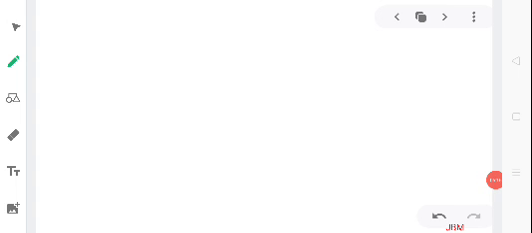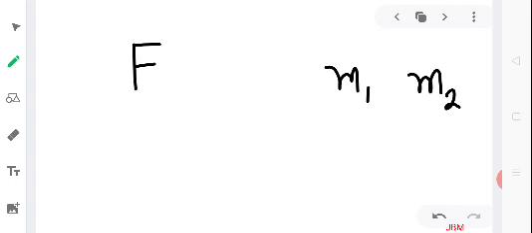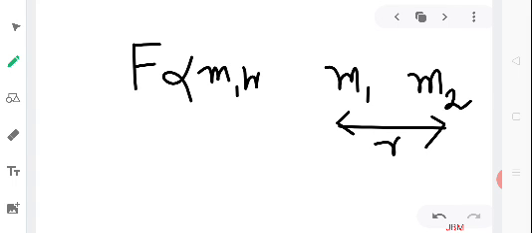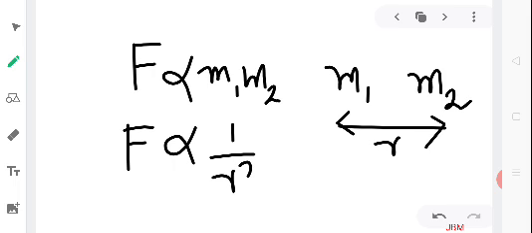According to Newton's law of gravitation, if we denote F as the gravitational force existing between two objects of masses m1 and m2 that are separated from each other by a distance r, then F is proportional to the product of the masses, that is F is proportional to m1 m2. It is a direct proportionality, and F is inversely proportional to the square of the distance between them. How this inverse square law was obtained will be discussed a bit later in the coming sessions. We will discuss how Sir Isaac Newton was able to derive the inverse square law.